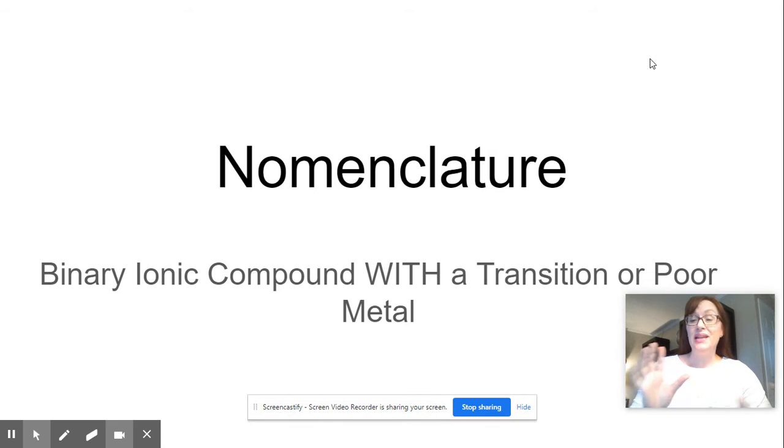Nomenclature is the naming of compounds. And we're going to focus on a binary ionic compound that has actually a poor metal, but it could be a transition metal. And you're going to need to use a Roman numeral when you write the name of this one. So let's get started.